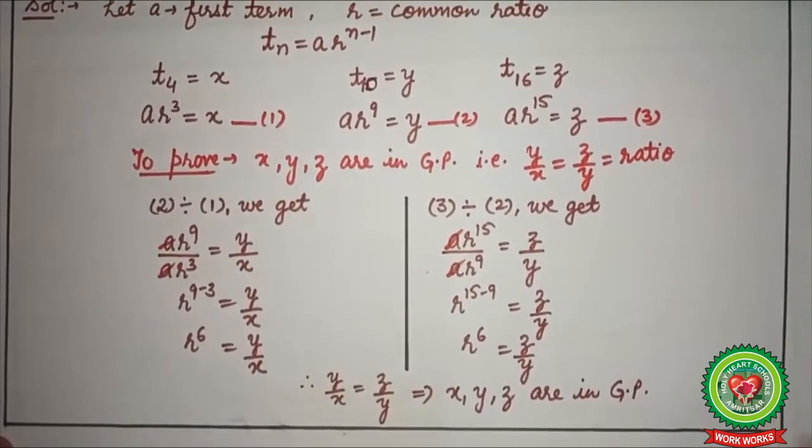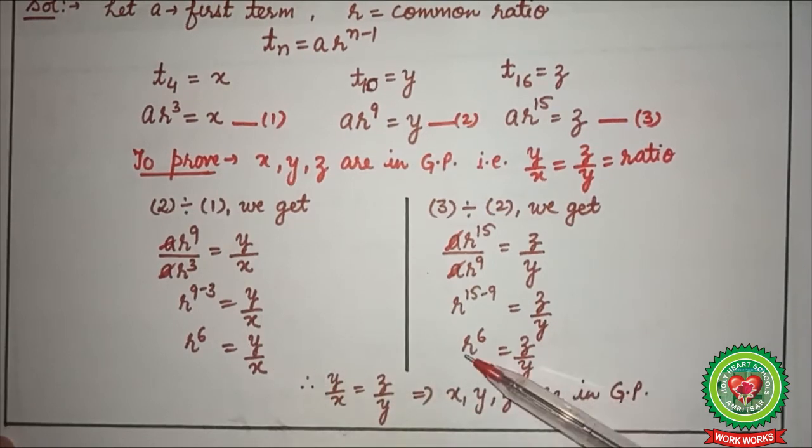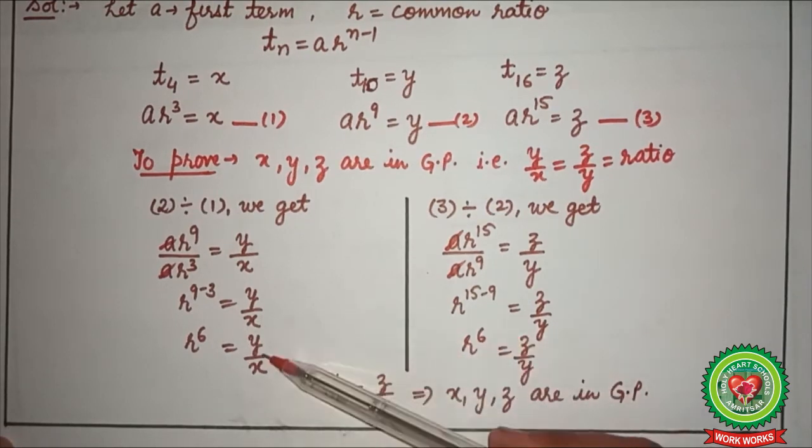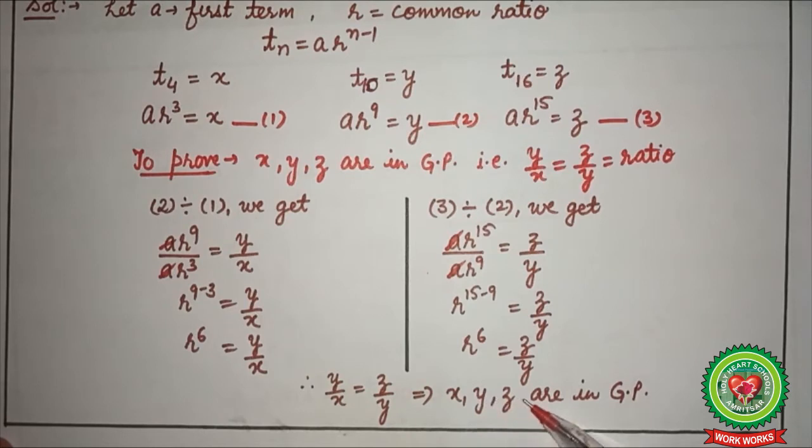Now y upon x is equal to R raised to power 6 and z upon y is also equal to R raised to power 6. So both these ratios are equal. They show that x, y, z are in GP.